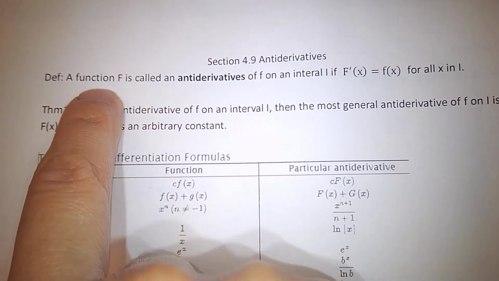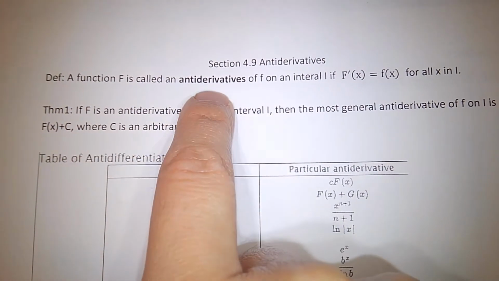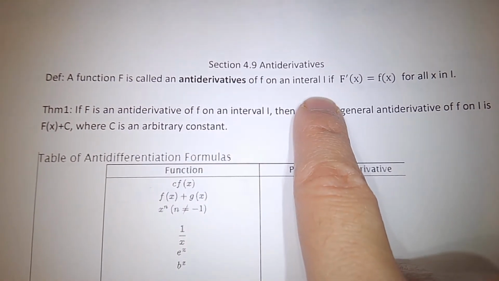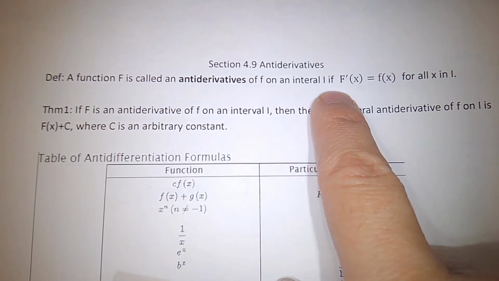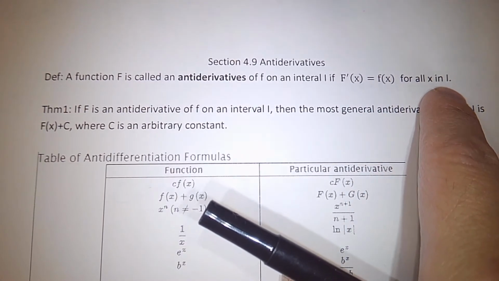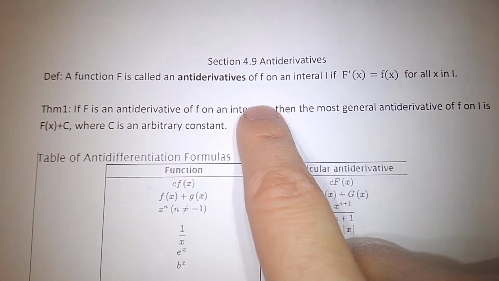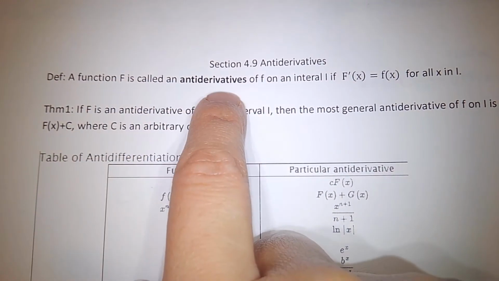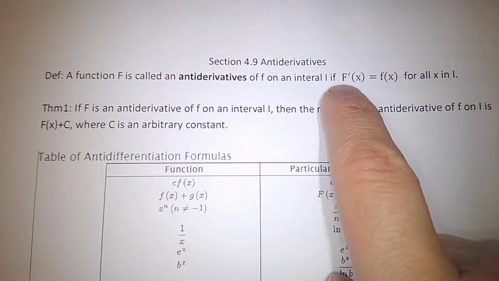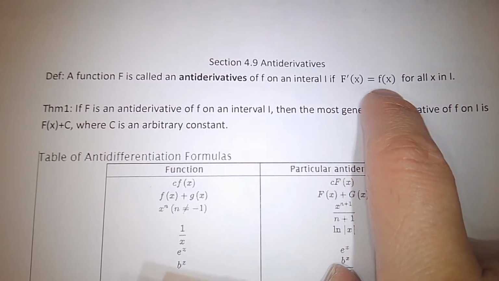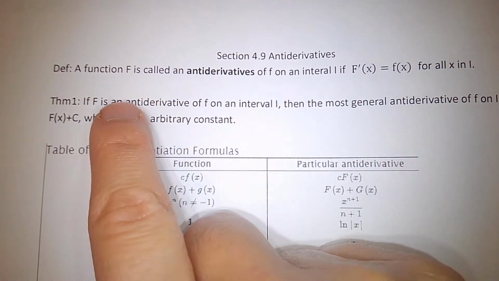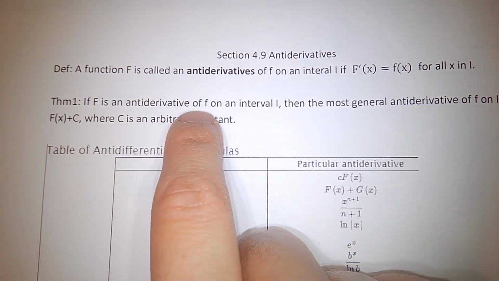Okay, so definition. We say a function capital F is called an antiderivative of a function lowercase f on an interval I if the derivative of capital F equals what? Lowercase f for all x in the interval I. Okay, so capital F is called antiderivative if we take the derivative of capital F, and it equals what? Lowercase f.